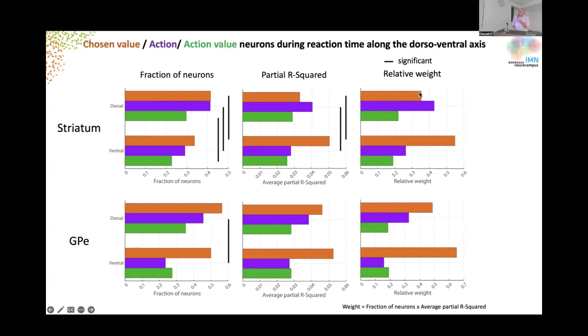And as you can see, the relative weight of chosen value neurons is much more important in the ventral striatum and in the ventral pallidum than in the dorsal part. It is reversed for the action neurons. You have much more influence of the action neurons in the dorsal striatum and the dorsal pallidum than in the ventral part. And the influence of action value neurons is similar in all the structures. So it's quite stable.